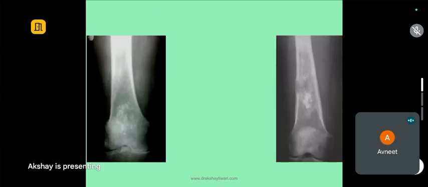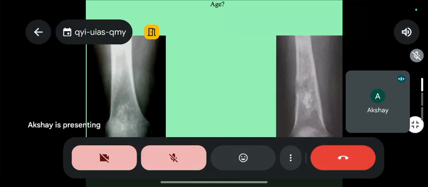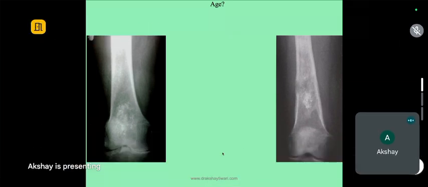No. So now we will start a small test between Syed and Avneet. You can start talking about this X-ray. These are two X-rays, very similar looking. Fine? So I'll start asking the age. Is it skeletally mature or immature?